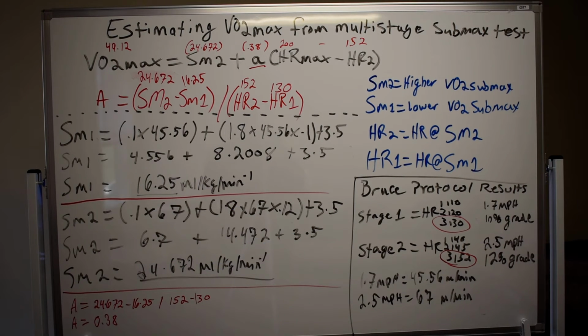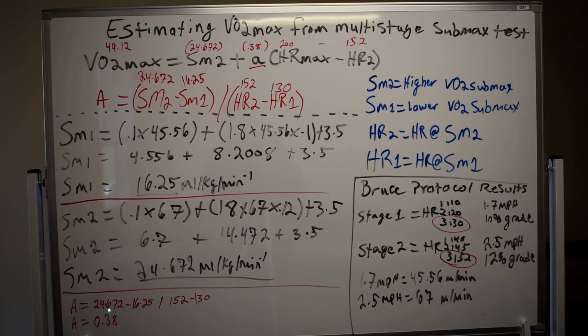So now we have our SM2 and SM1. We can plug SM2 into the slope equation up here, as well as SM1. We can also plug in our heart rate 2, which is 152, and our heart rate 1, which is 130. It's the highest heart rate at each stage. Now we can calculate A, which is our slope. I've done that down here.